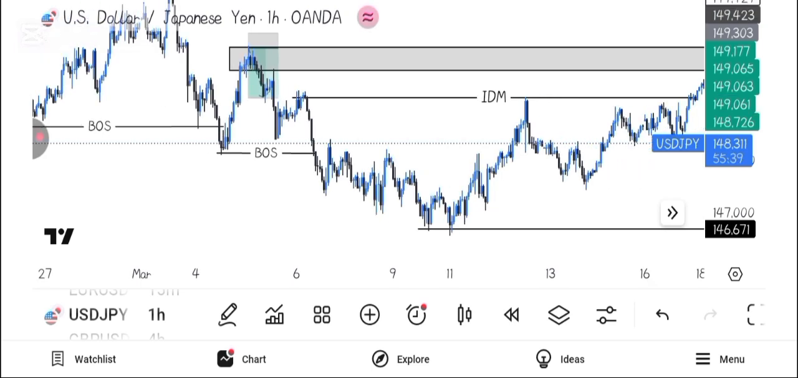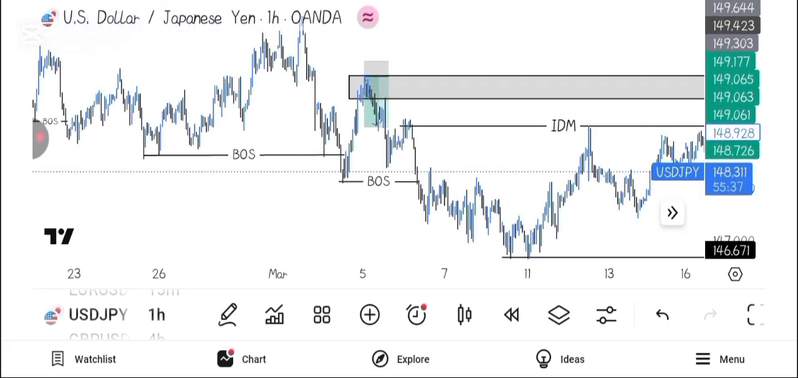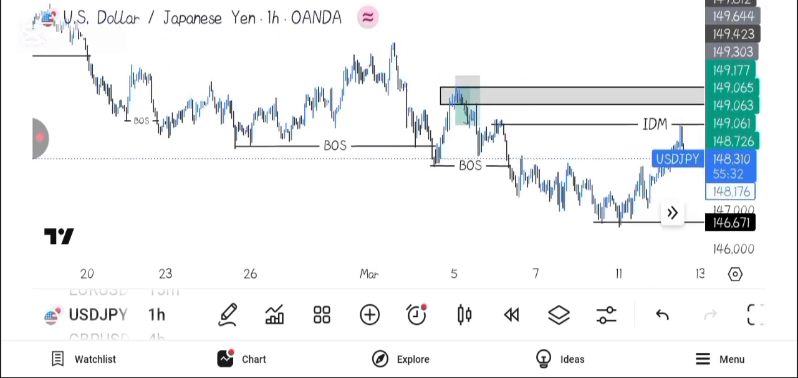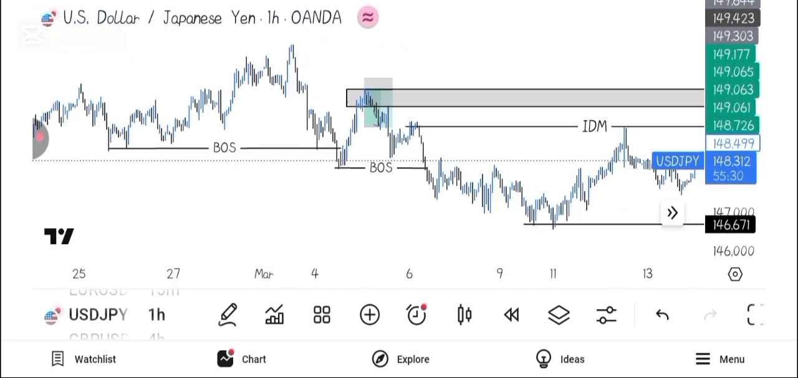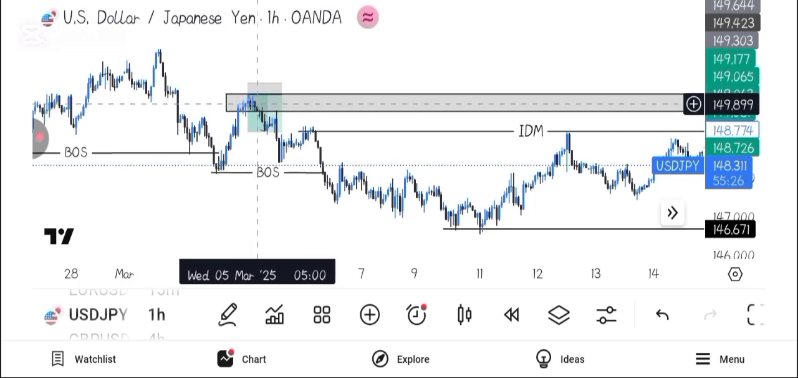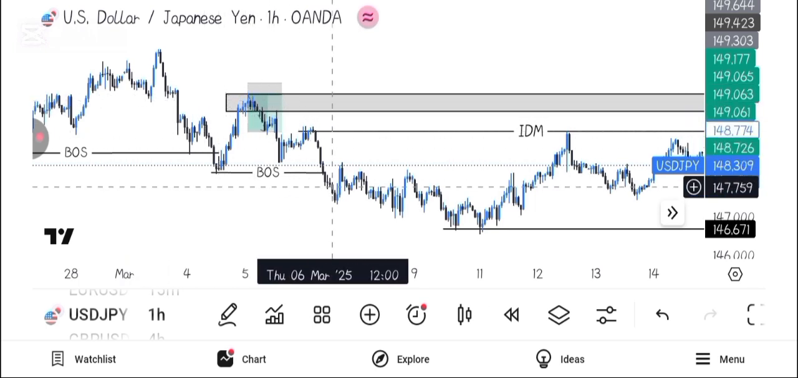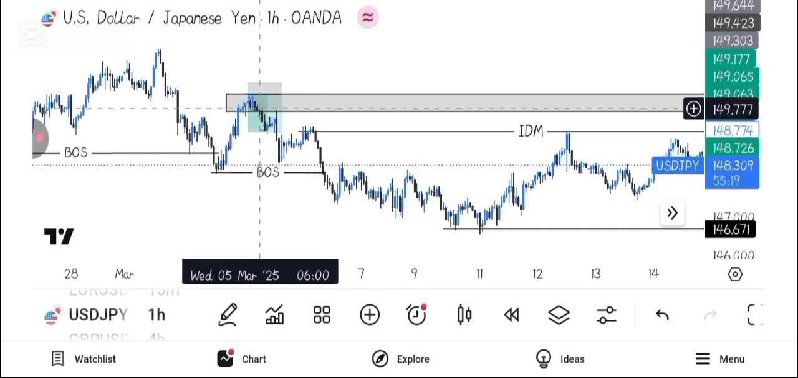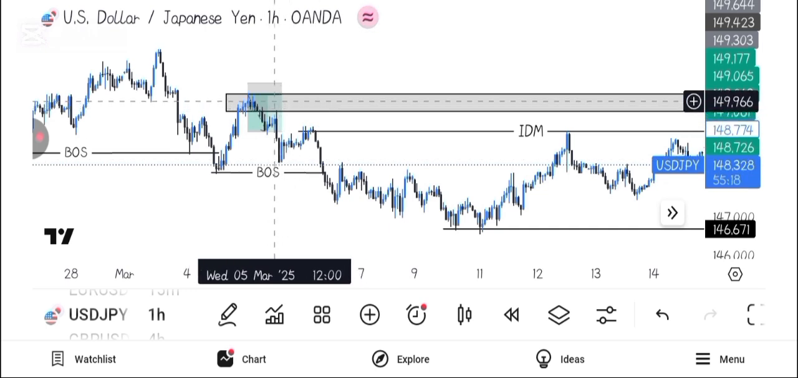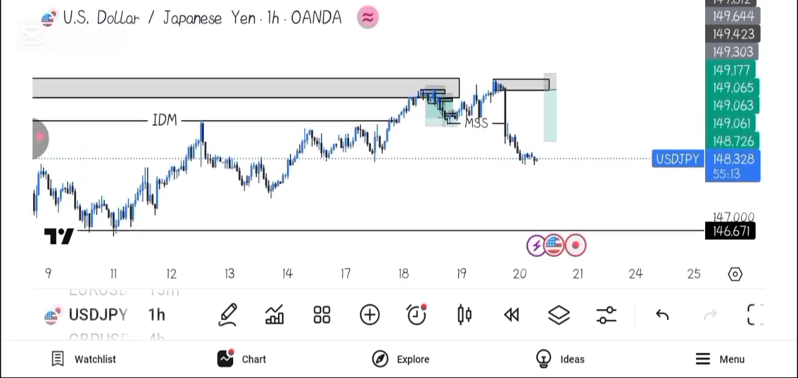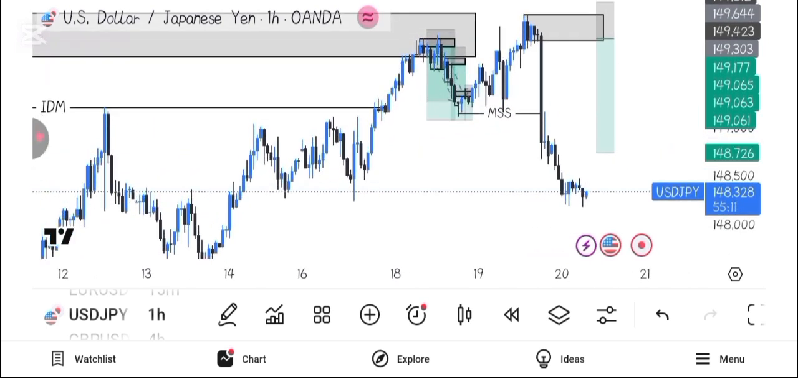If you look at this chart on USD JPY, you can see clearly that the market has been in a downtrend with multiple break of structures to the downside. So what I did was I marked out this last zone over here that caused this last break of structure to the downside, and I was waiting for price to come back to this zone and tap the zone and then give me opportunity to sell to the downside.